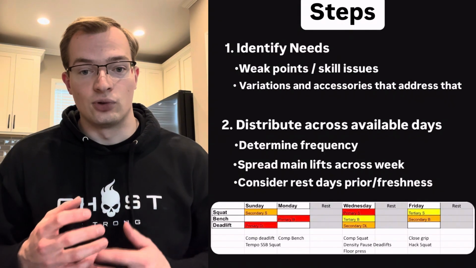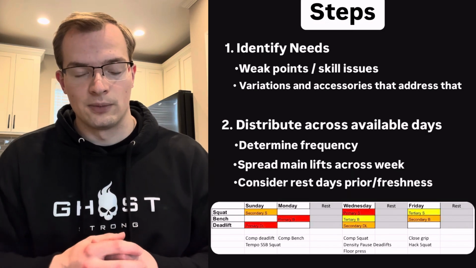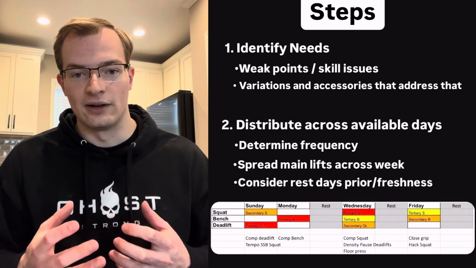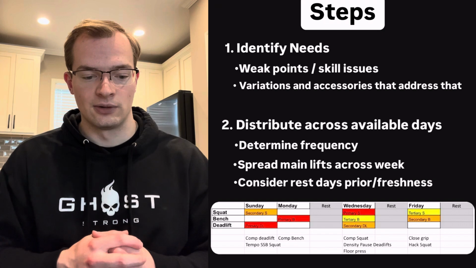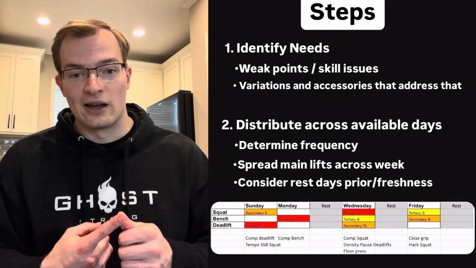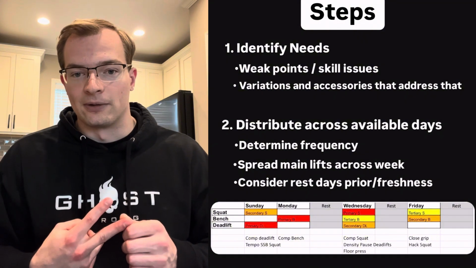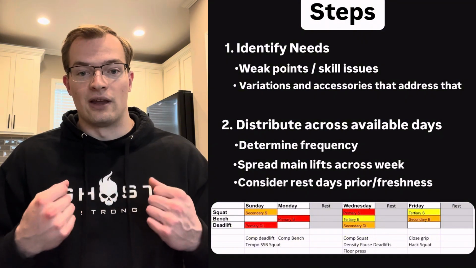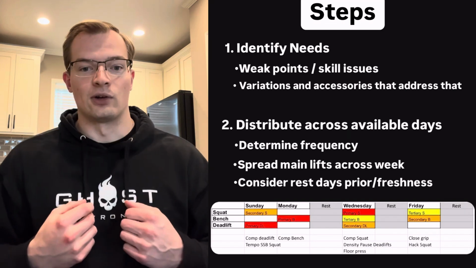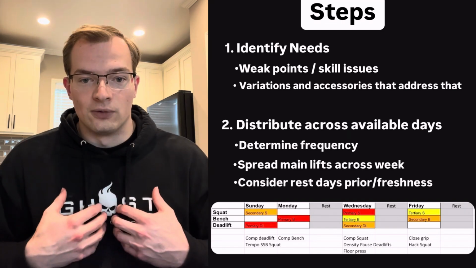In terms of steps to create a good powerlifting program, the first thing is going to be to analyze the needs of the athlete in question. So what kind of weak points do they have in their competition lifts and what kind of skill issues are happening. So for example, if they have a chest cave in their squat, whenever they go to stand up out of the hole, they're getting rounded over.